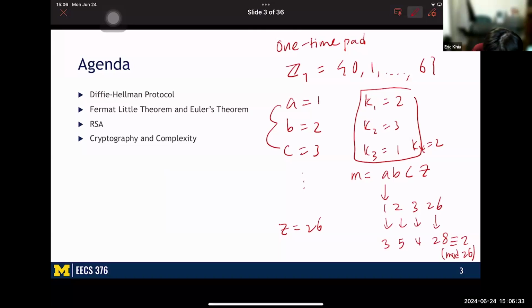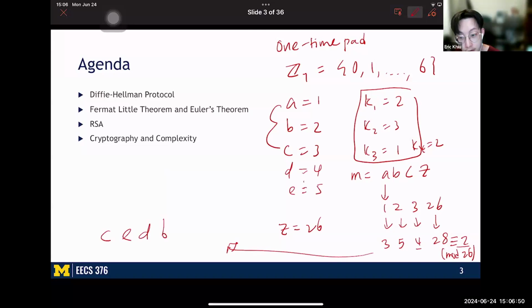So 3 gives us C, and then 5, okay, D is 4, E is 5, so it's going to be E. And then 4 is going to give us D, and then 2 is going to give us B. Okay, so this is how a one-time pad works.